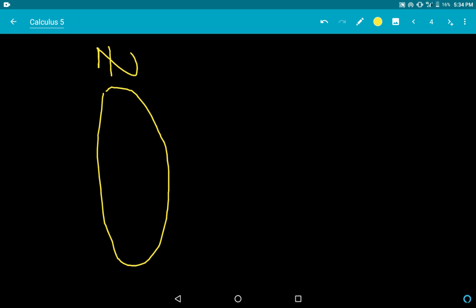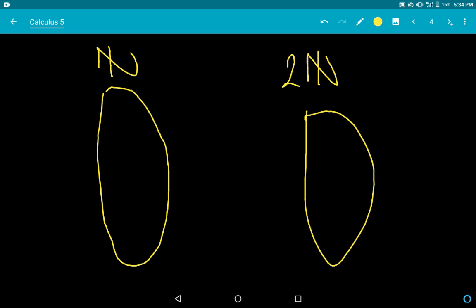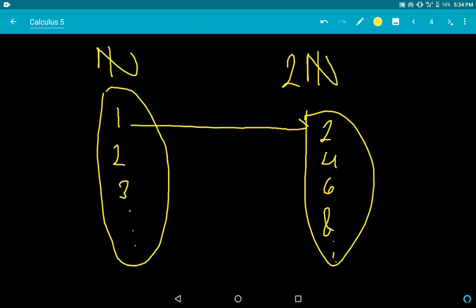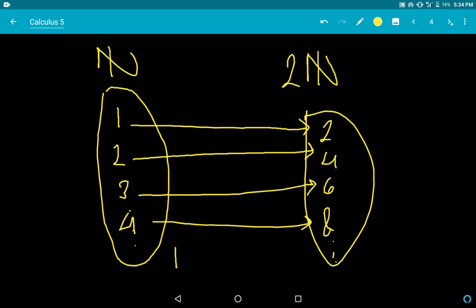Let's say we have the natural number set and this is 2 times the natural number set. That means 2, 4, 6, 8 and so on, and this is 1, 2, 3 and so on. So 1 gets mapped to only 2, 2 gets mapped to only 4, 3 gets mapped to only 6. Understand? One to one, this is what it means.